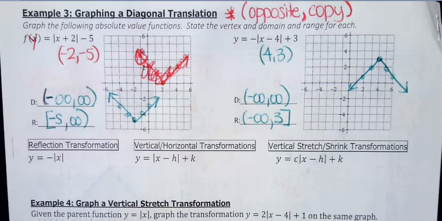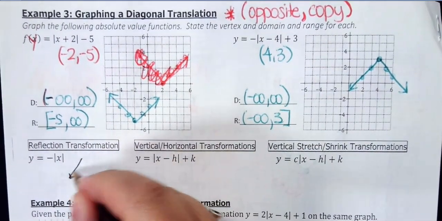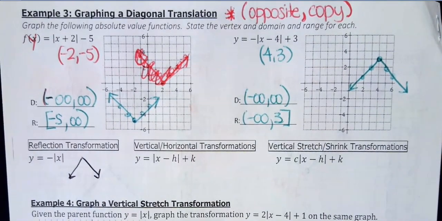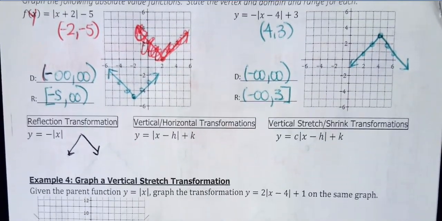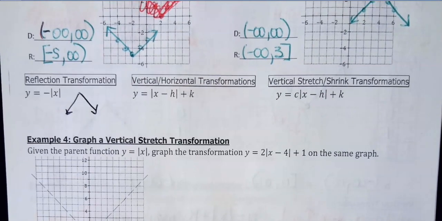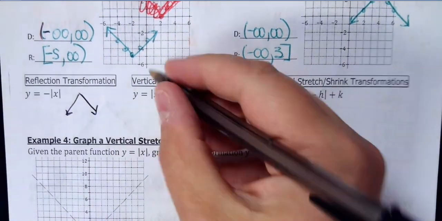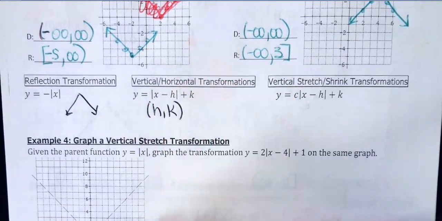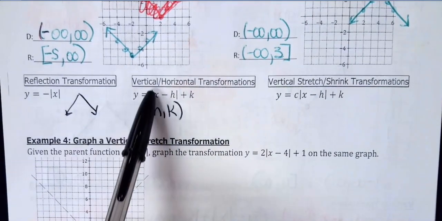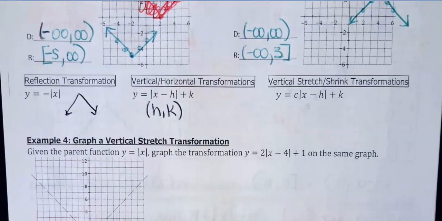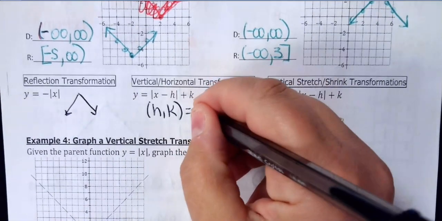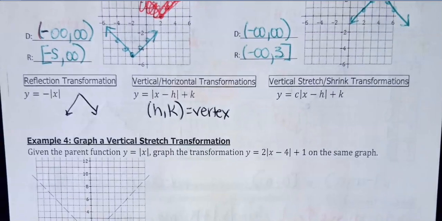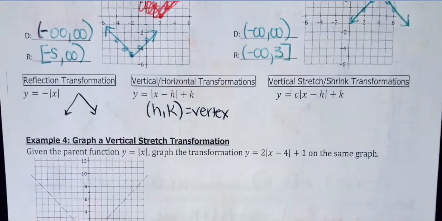Now, this is just for your information here. So we've already done the reflective transformation, right? If you see a negative in front of your absolute value, that's just going to cause it to go upside down. We just did a diagonal translation, which is a combination vertical and horizontal in the same one. So we're going either left, right, and then up or down. In that general format there's no number in front of this absolute value, so that would just have a slope, if you will, of 1. HK in that situation is always your vertex, and it's the opposite of what it looks like with the x, and then just copy whatever is outside. That's going to be your y coordinate.